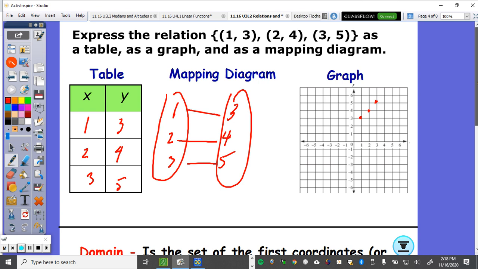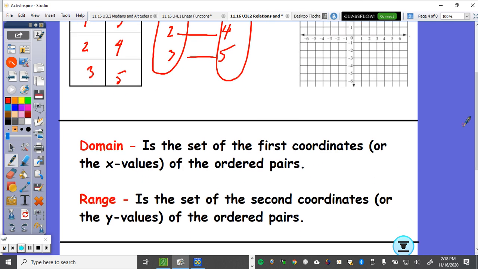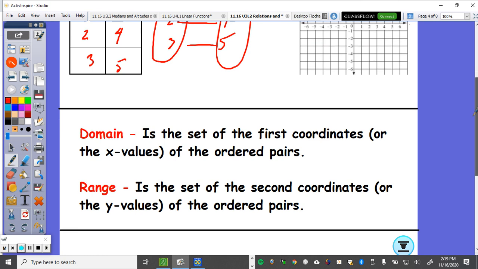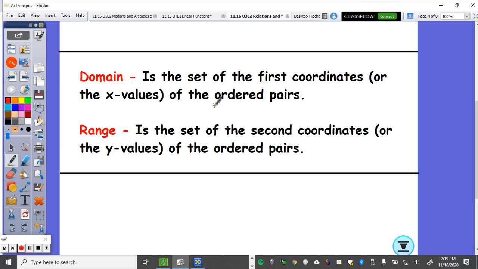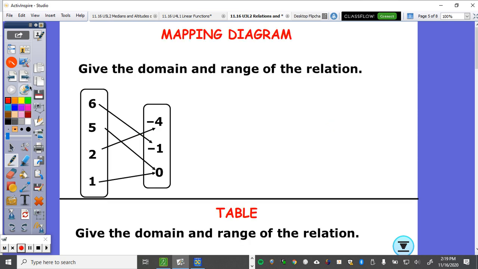Now, we've touched on this a second ago, but the domain, the first set of the ordered pairs, are the x values, and the range, the second set of the ordered pair, are the y values. Now, what's the domain of this mapping diagram right here?